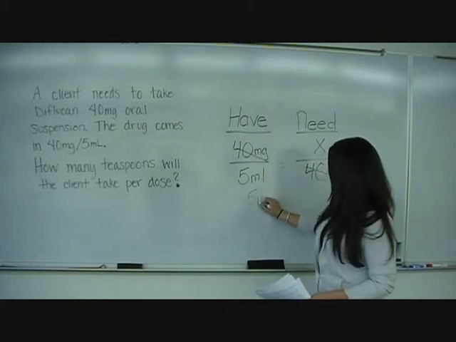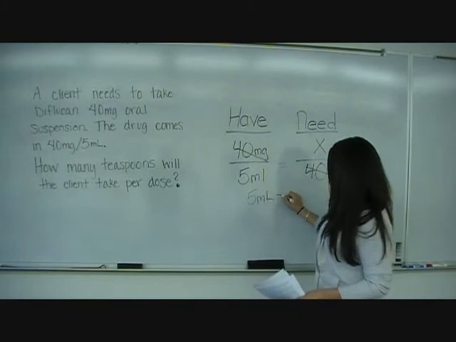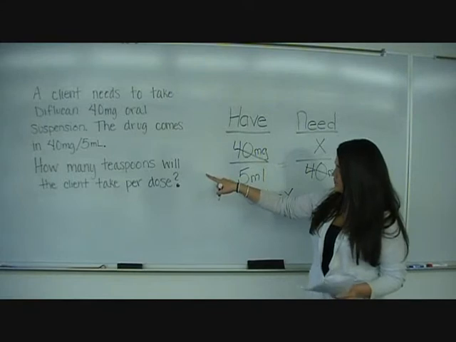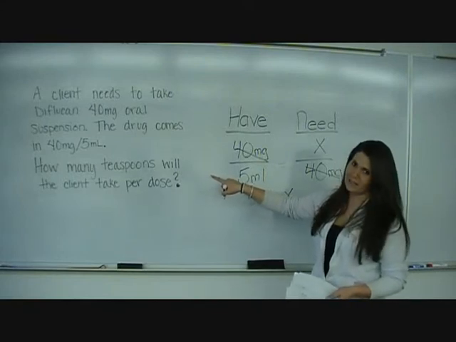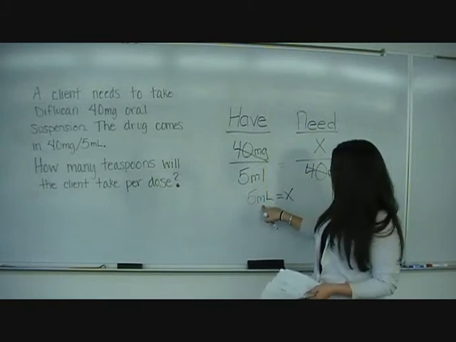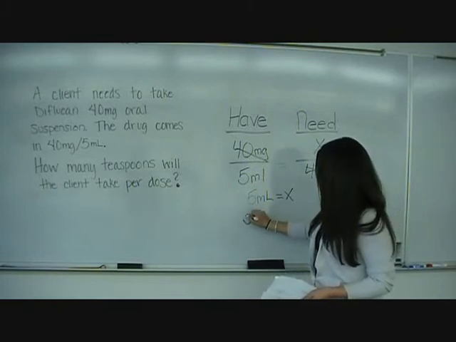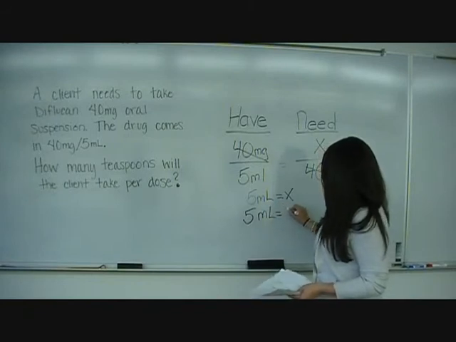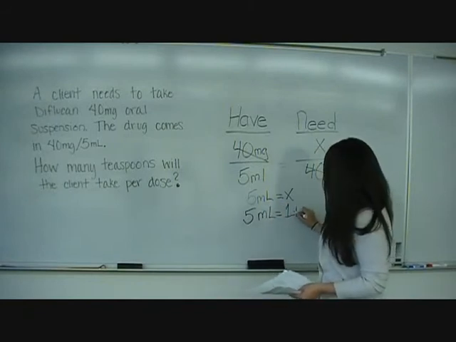5 milliliters equal X. But you're not done because you need to know how many teaspoons the client will take. And in that case, you need to convert 5 milliliters to teaspoons, which 5 milliliters equals 1 teaspoon.